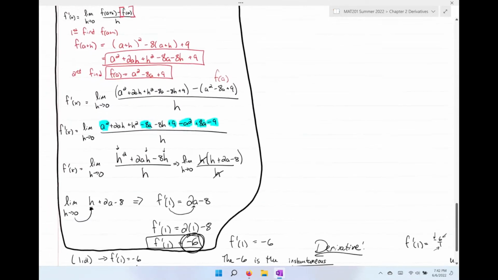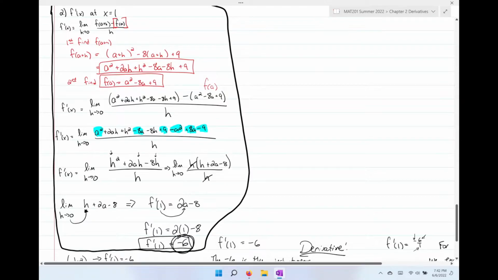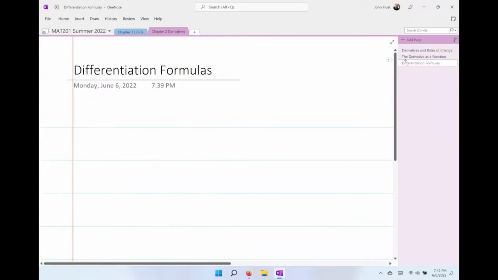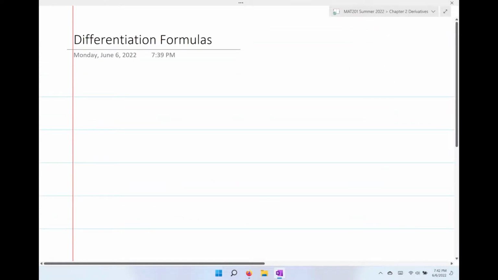All right? In this section, I'm going to show you a lot of different formulas that we can use. Now, I'm not going to go through and prove these. They're proven in your book. Definitely check that out. But what I want to do is just give us the formulas. That way we can go ahead and start looking at more complicated problems, and finding derivatives is going to be so much easier for us.